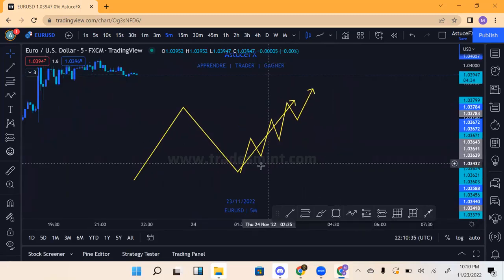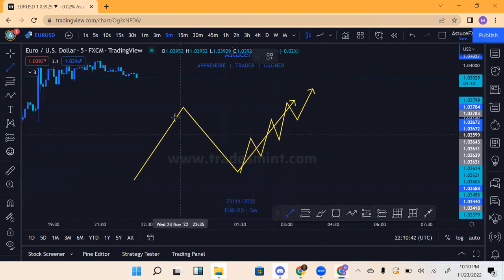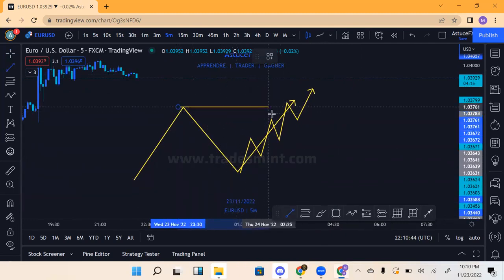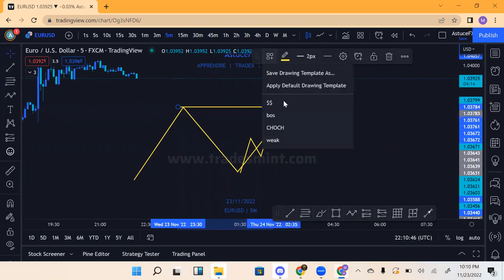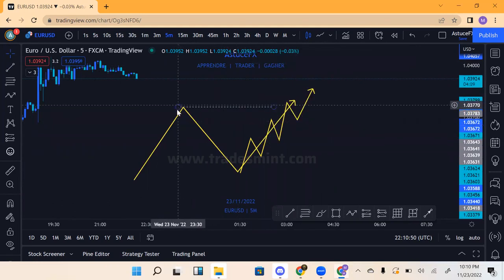But now, when price gives you this impulse to the upside, which breaks structure, you know that according to market structure, after the break of structure, price will have to give you a pullback. I don't know if you understand. After every break of structure, price will pull back.